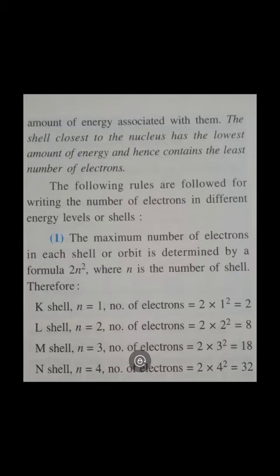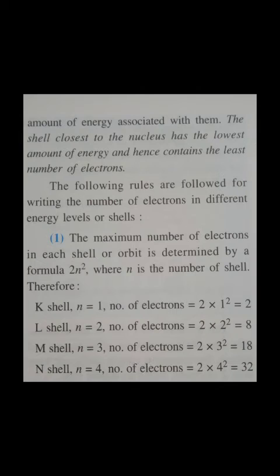As we have discussed, the shell closest to the nucleus has the lowest amount of energy and hence contains the least number of electrons, right? And we have a rule through which we can find out how many electrons are present in the first shell, how many in the second shell, and so on. So the formula is 2n square, where n denotes the number of the shell.